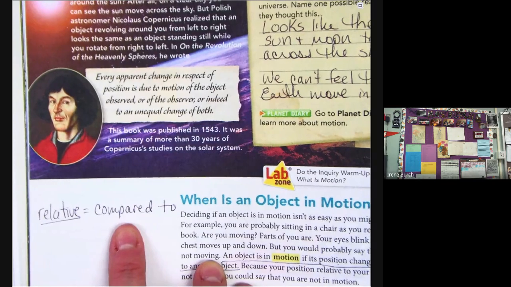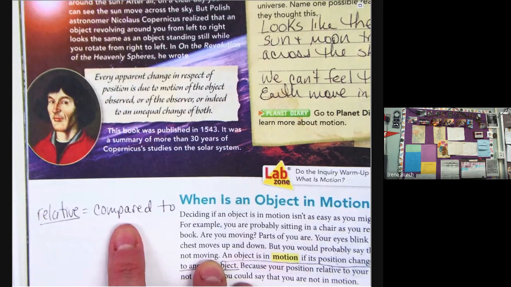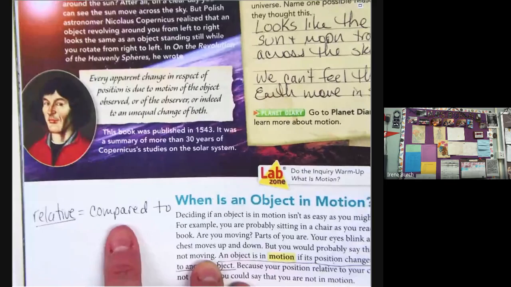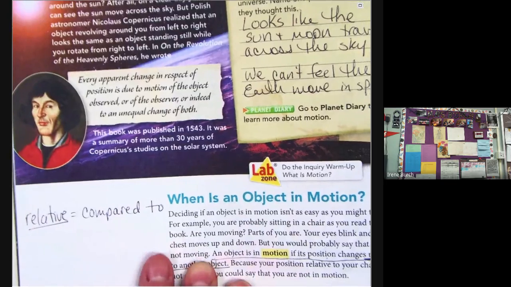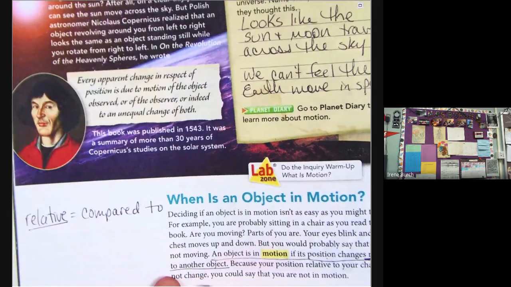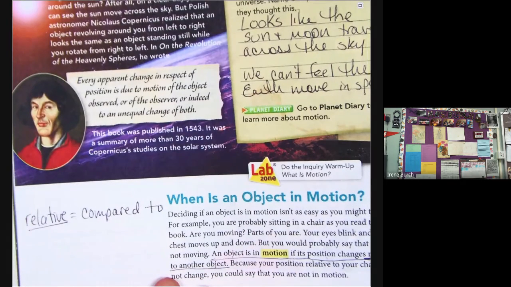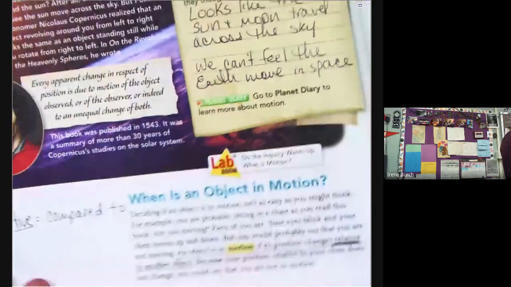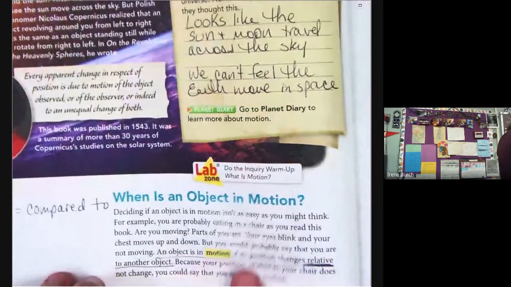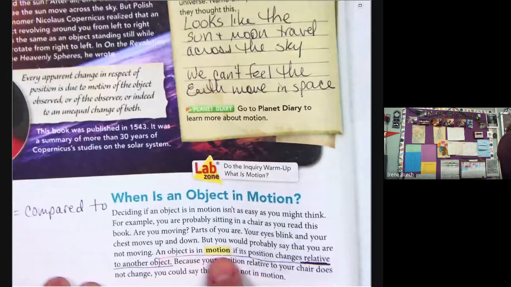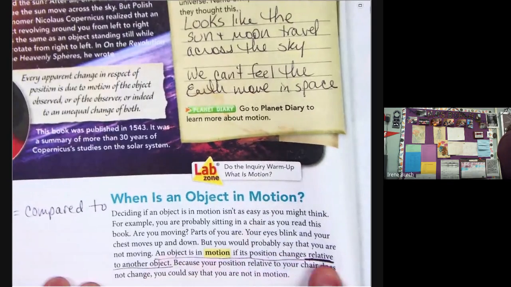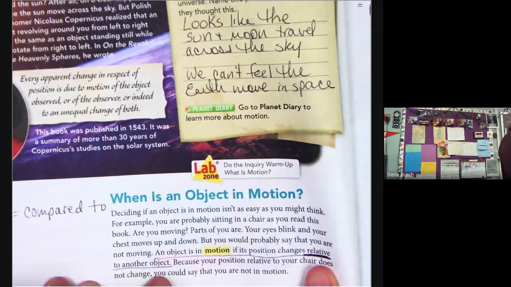Like if you compare Robin and I, she's my daughter. If you compare me to you, I am older. If you compare a car to a bike, the car would be faster. So you have to have something to compare the object that you're observing to figure out if it is moving or not. So when you read this sentence, I want you to think the word compared here. So an object is in motion if its position changes compared to another object.